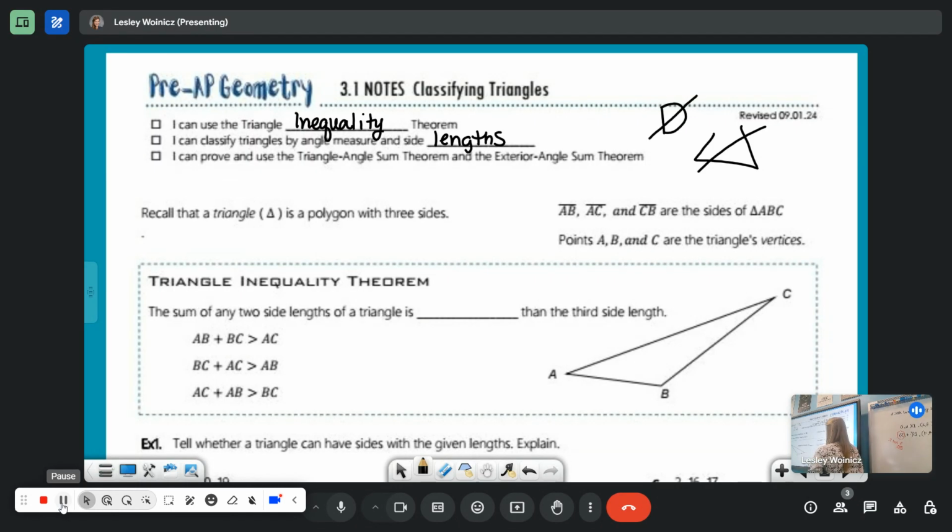Okay, so we have sides AB, AC, and CB for triangle ABC. And the points A, B, and C are the triangle's vertices.